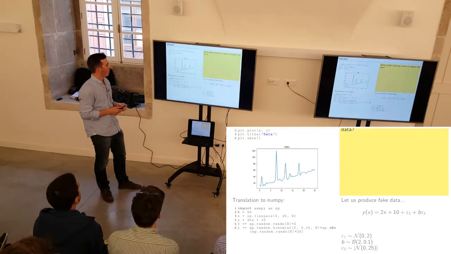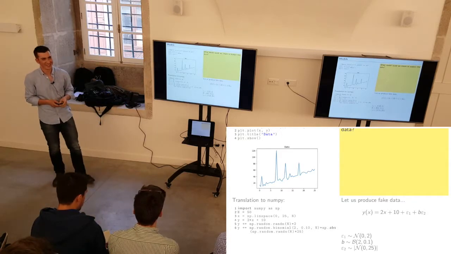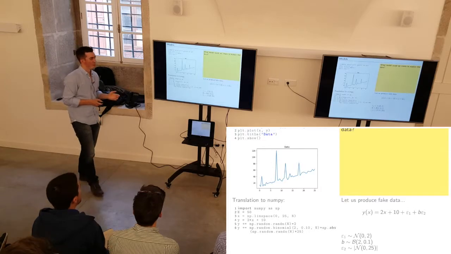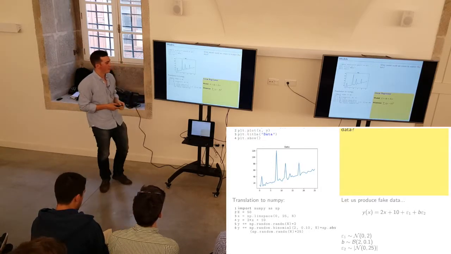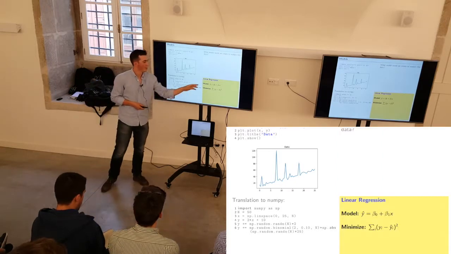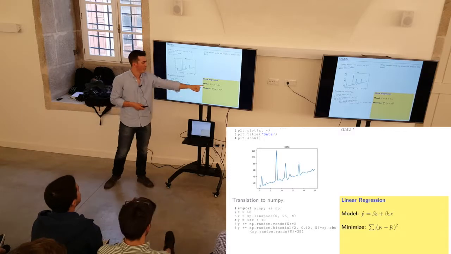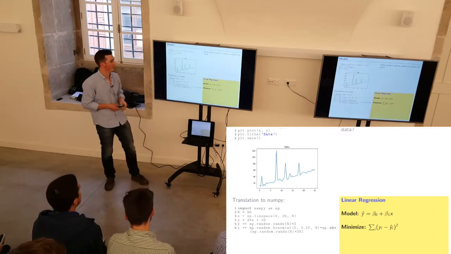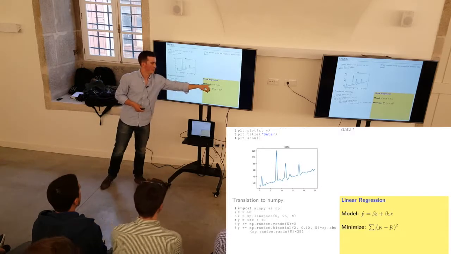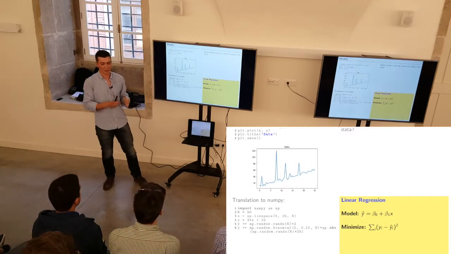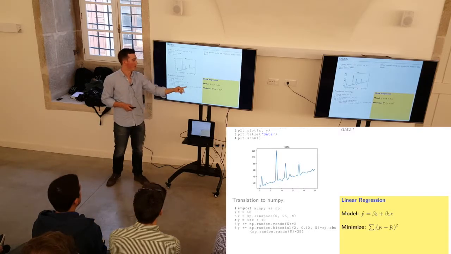What kind of model could you produce to explain this data? Well, we could start with a linear regression. So we could try to explain the deterministic part. We could predict some kind of y by summing beta 0 and some beta 1 times x. That was what you used to produce the data.